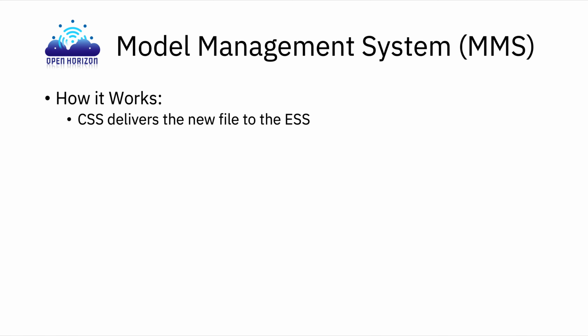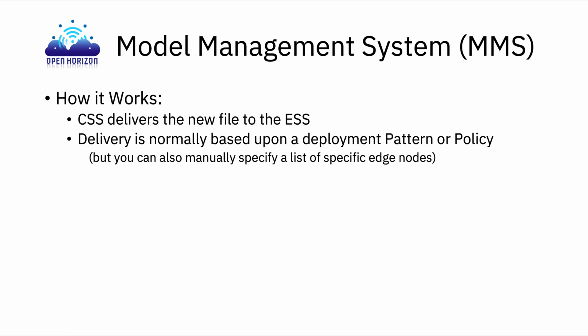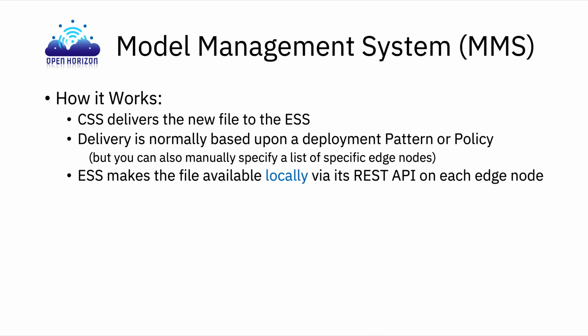And how it works: the CSS will deliver the new file to the ESS on the appropriate set of edge devices. The way it selects those edge devices is normally based upon a deployment pattern or a policy. These are the two mechanisms that you would normally use in Open Horizon to deploy your Docker containers out to the edge, but you can also use them for deploying your large data files. In addition, for the MMS, you can specify a manual list of specific edge nodes where you want the file to be delivered. So the ESS makes the file available locally on its REST API on each edge node.